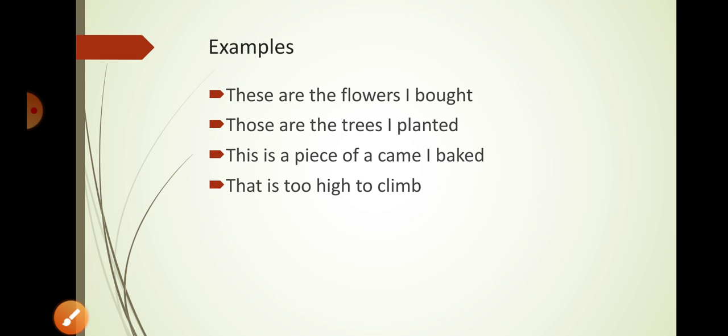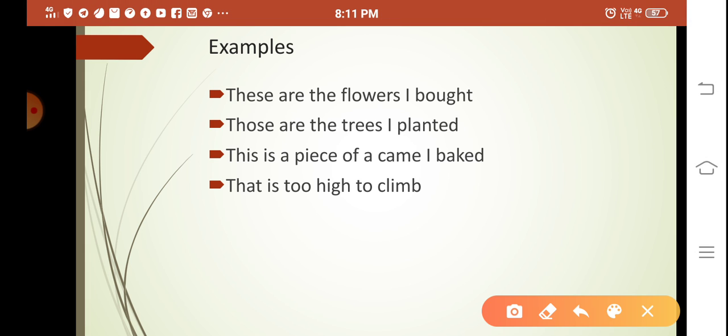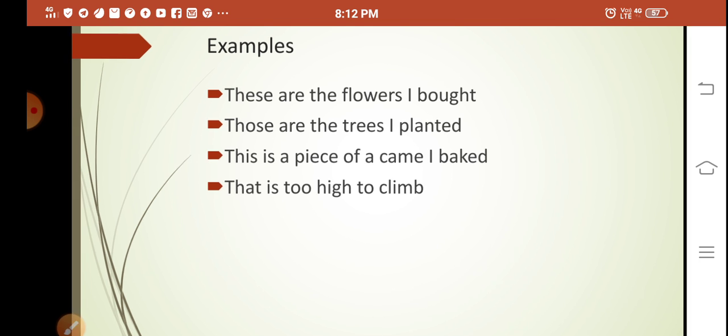Examples, we'll see examples for the demonstrative pronoun. These are the flowers I bought from the market or from the nursery. Whatever you want to use, you can use. Those are the trees I planted. So, those.